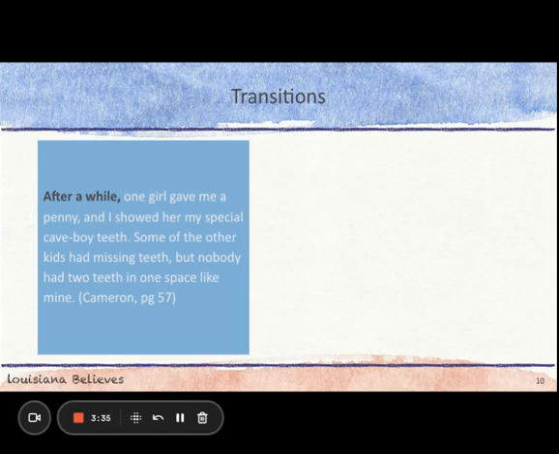Your story should include temporal words. Temporal words are words that help you understand when something happens within a story.